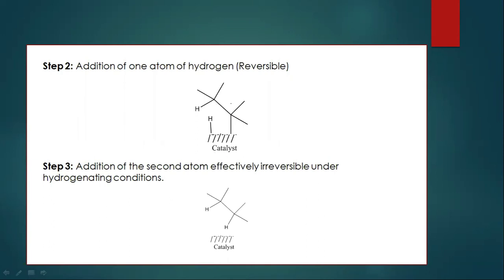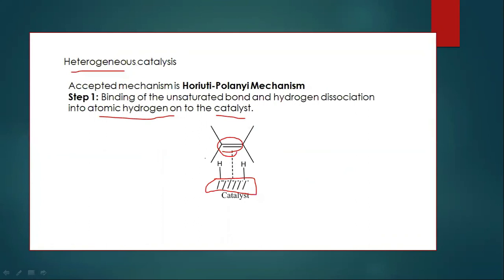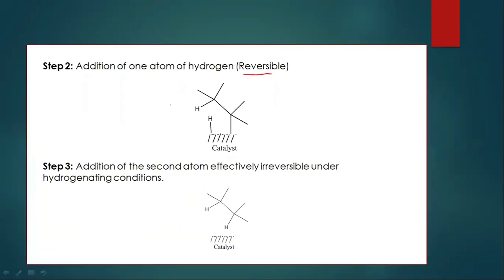But keep in mind, this formation is reversible in nature. That means the hydrogen atom can come back over here, with cleavage of the bond, and you will get this type of structure once again. Alkene formation is possible, and the two hydrogen atoms adsorbed over the catalyst surface are also possible. That's why step two is reversible in nature.